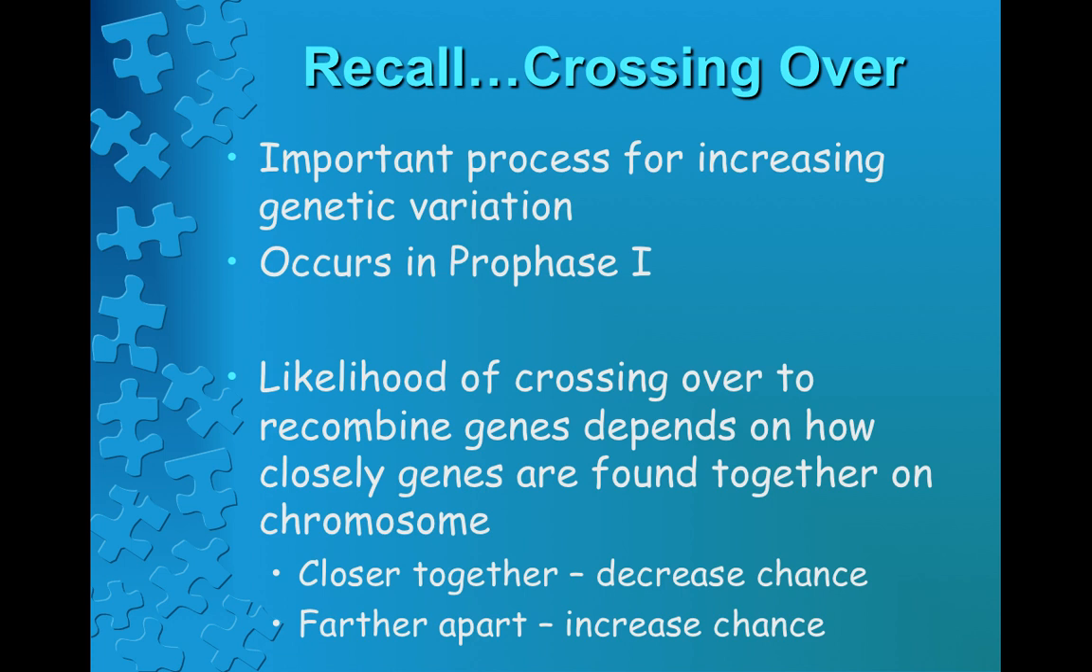Remember that crossing over happens as a way to increase genetic variation in prophase 1 of meiosis. And the likelihood of the crossover really depends on how closely the genes are located to each other. So if they are physically close together on that same chromosome, it's going to decrease the chance of them crossing over. Not that it can never happen, but it's far less likely. The further apart they are from each other, the closer we should see that 50-50 parental versus recombinant, and the more likely that they are to get crossed over separately.